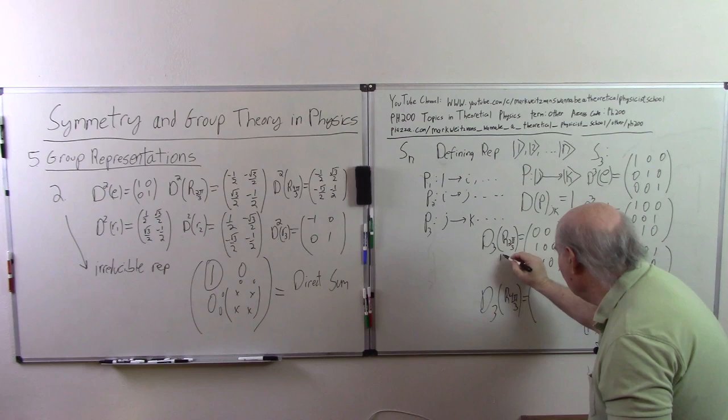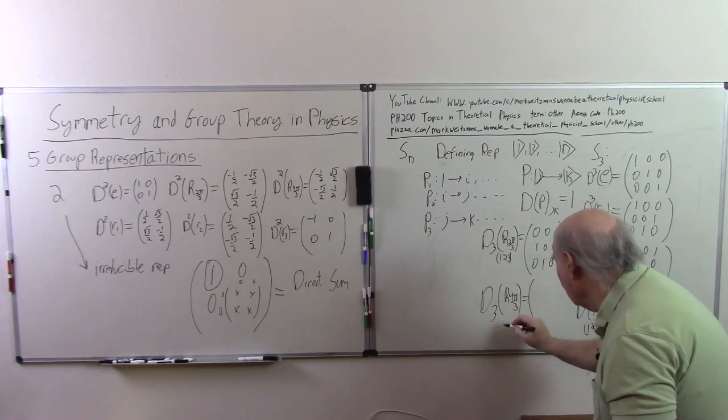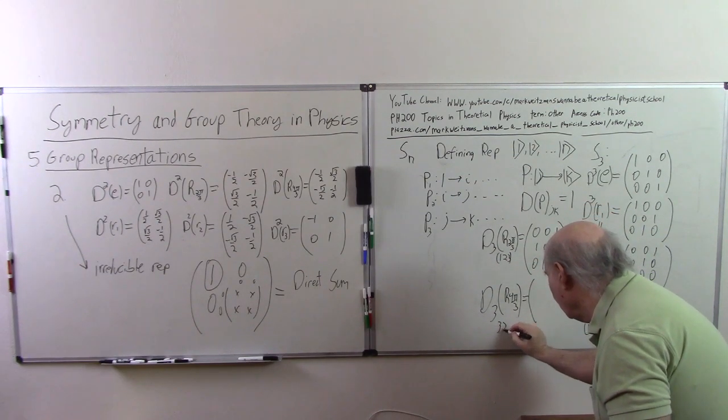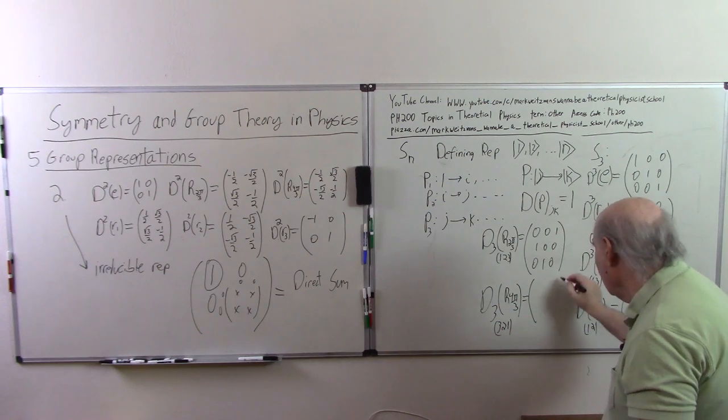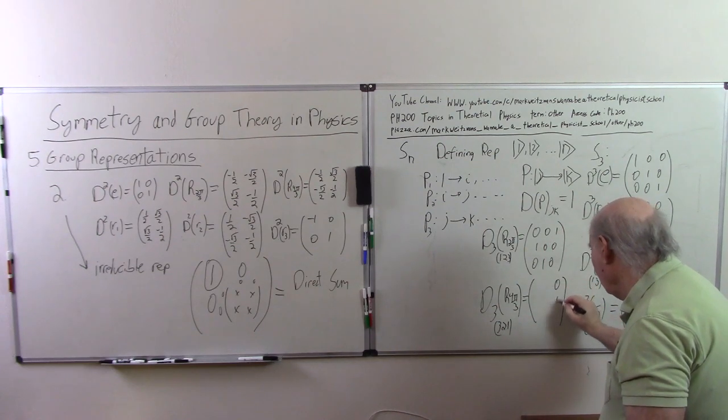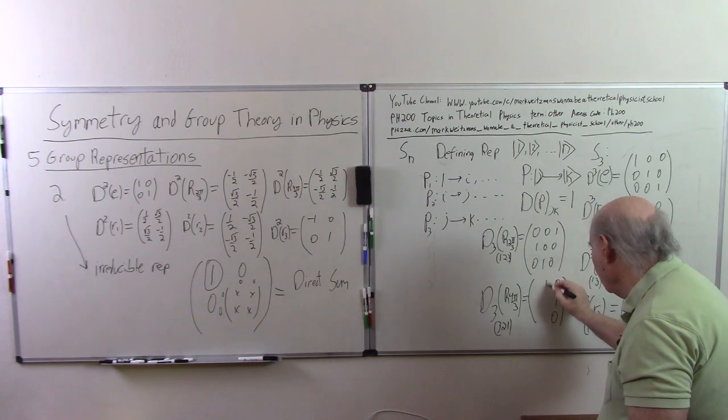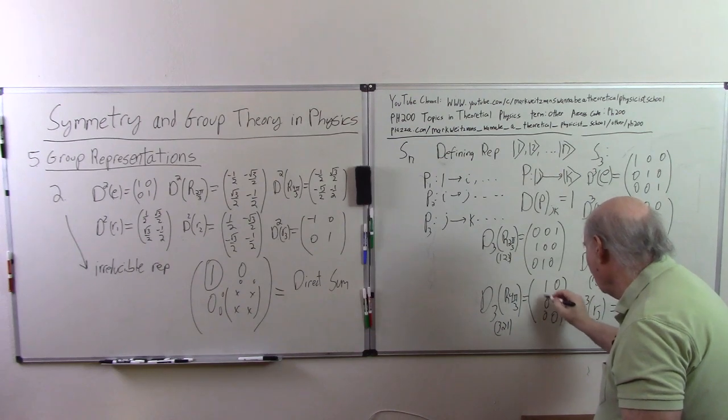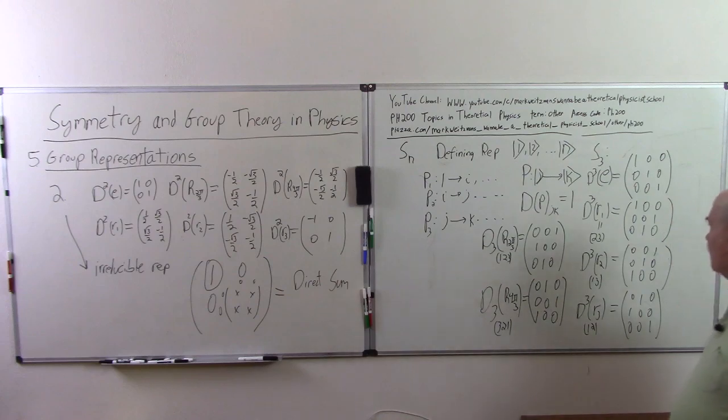This is 1, 2, 3, and this is 3, 2, 1. So 3 goes to 2, 2 goes to 1, and 1 goes to 3. Now, if you look at these permutations, there's something very interesting that you can notice, which will come up in a while.